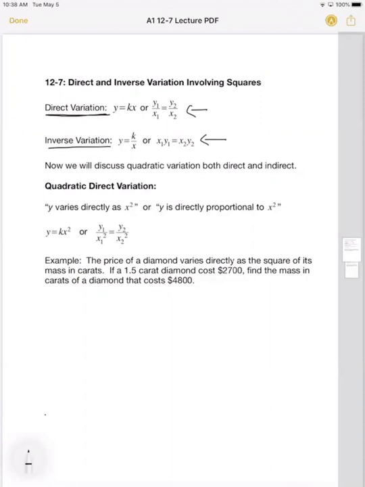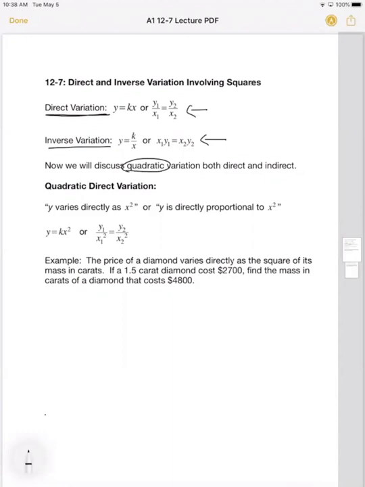where in direct, the quotient of y over x is always a constant. Now we're going to discuss quadratic variation, since we're in the chapter on quadratic equations. And we're going to talk about quadratic variation for direct and indirect variation. So let's start out by talking about quadratic direct variation.